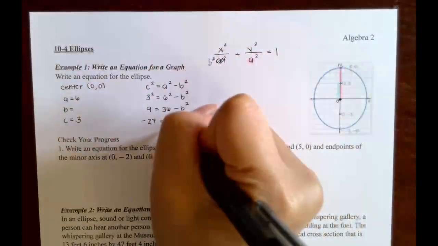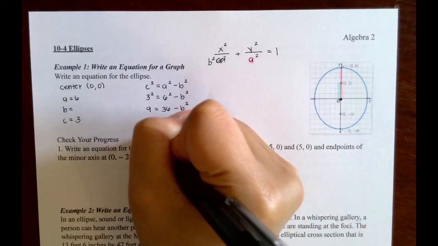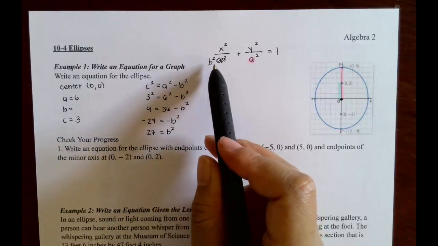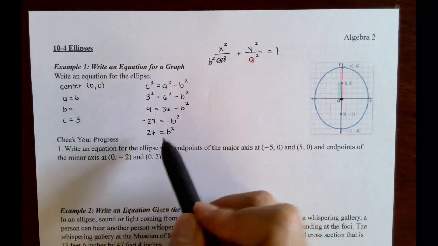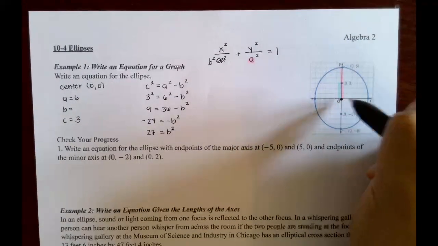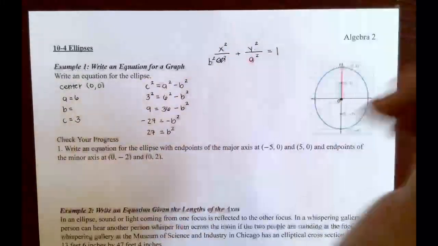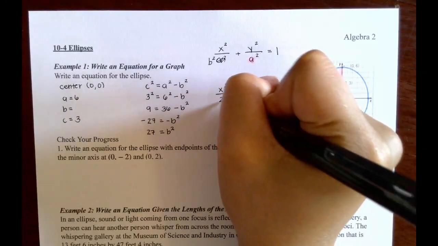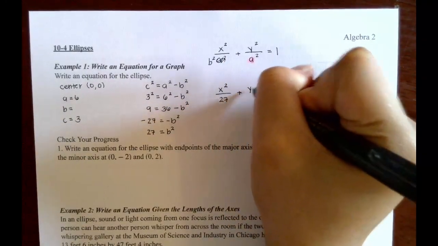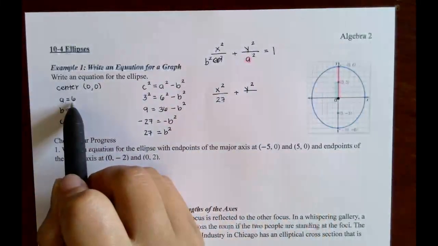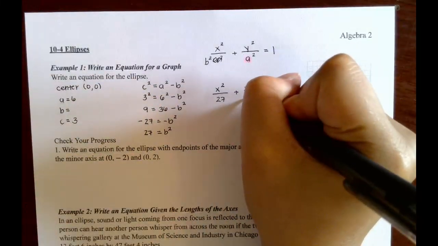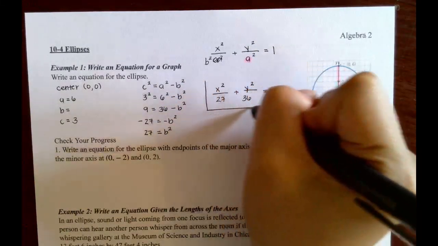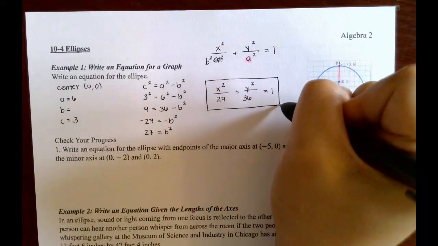Right. And then get rid of the negative by multiplying negative on both sides. 27 equals B squared. And since in the equation I don't actually need B, it'd be useful later to graph it, to find it. Okay, I'm good with that. So now I have B squared, so x squared over 27 plus y squared over, since A is 6, 6 squared will be 36, and then equals 1. Okay, so here is my equation of an ellipse.